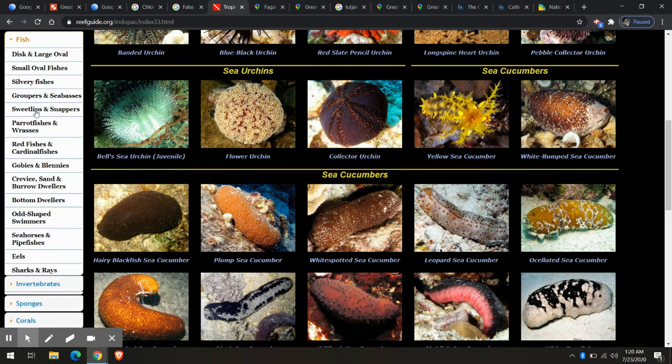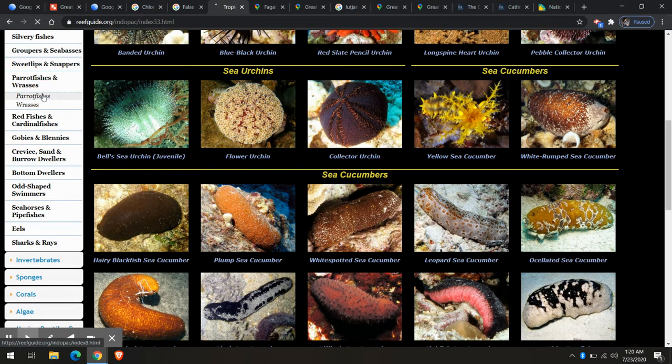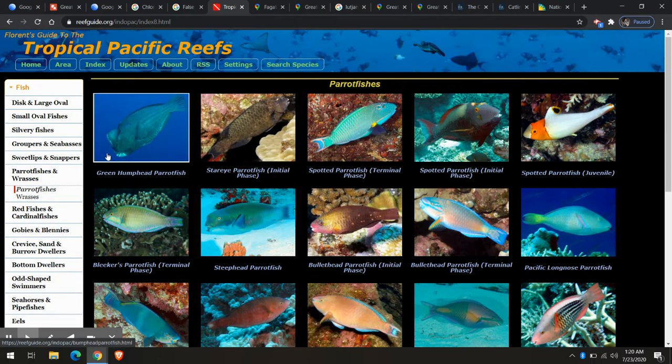Fish, parrotfish, boom. Green humphead parrotfish. I can tell because we're in the Western Pacific and they have that hump on their head.